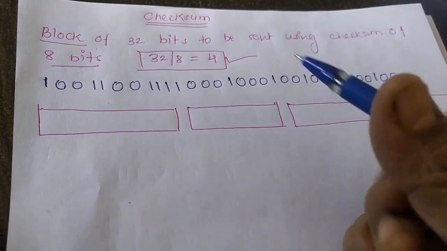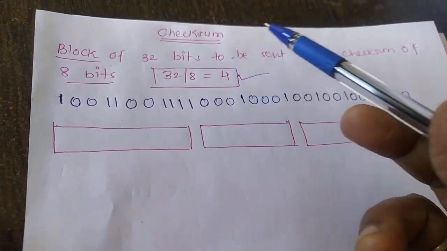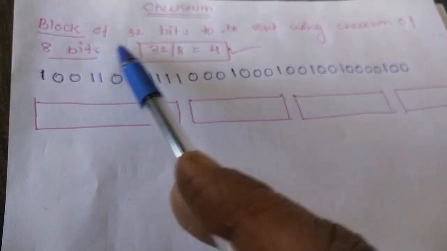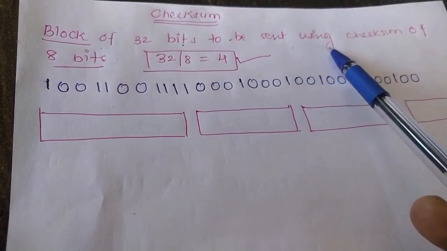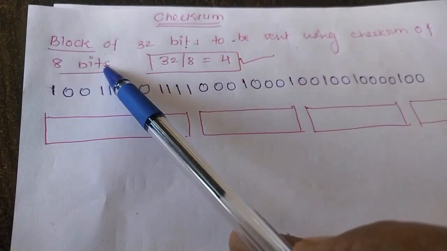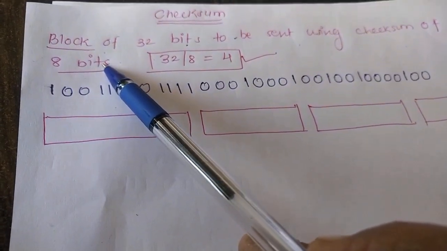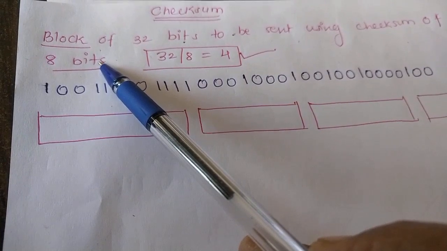Here we are going to solve the problem of the checksum. What is the problem given? The block of 32 bits means total data is of 32 bits to be sent using checksum of 8 bits, and we need to generate checksum of 8 bits. Means the frame size will be of 8 bits.